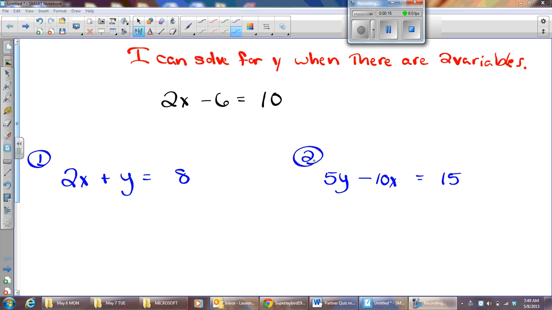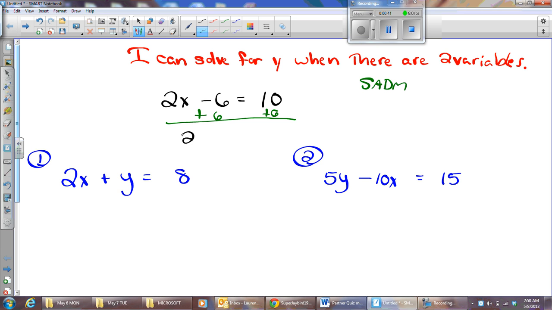All right, today we're going to be able, after this video, to say I can solve for y when there are two variables in an equation. Now, this black equation here looks like something you know what to do with, right? You're going to use your inverse operations. You're going to listen to Saddam. Remember Saddam, our good old friend. Okay, and we're going to add 6 to each side, right? Okay, and then we're going to have 2x on the left-hand side, and we'll have 16. Then, of course, we'll divide by 2.